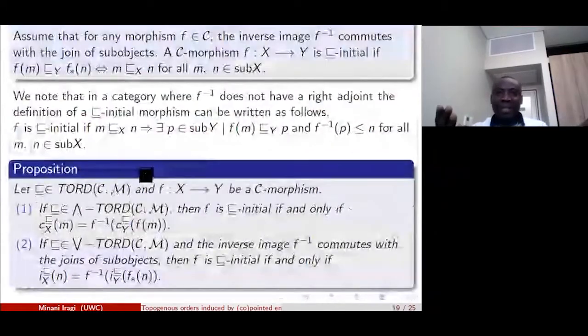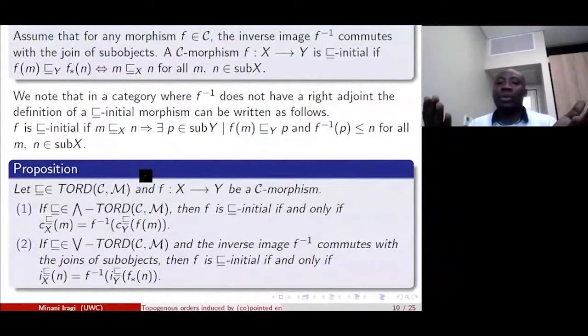Now, once we have this relationship between topogenous order, closure, and interior, we are going to use it as a topological notion that we study in categorical language.